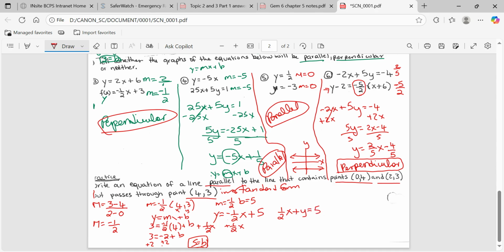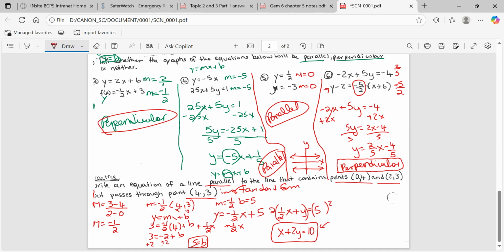I'm all good. It does look like ax plus by equals c, but this is a fraction and not a whole number. If I'm going to put it in standard form, my a term does need to be positive and a whole number. So I'm going to go ahead and multiply everything by 2. And now I get x plus 2y equal to 10. Yay! In standard form. We did it.